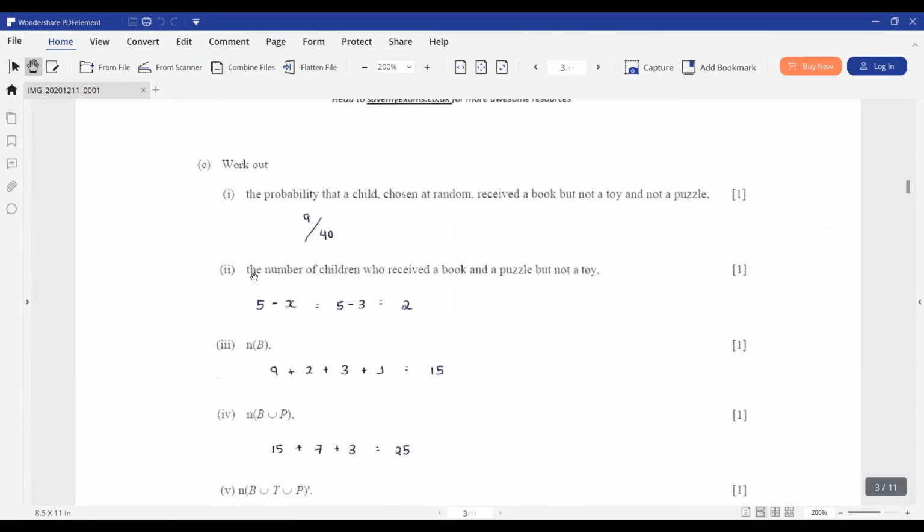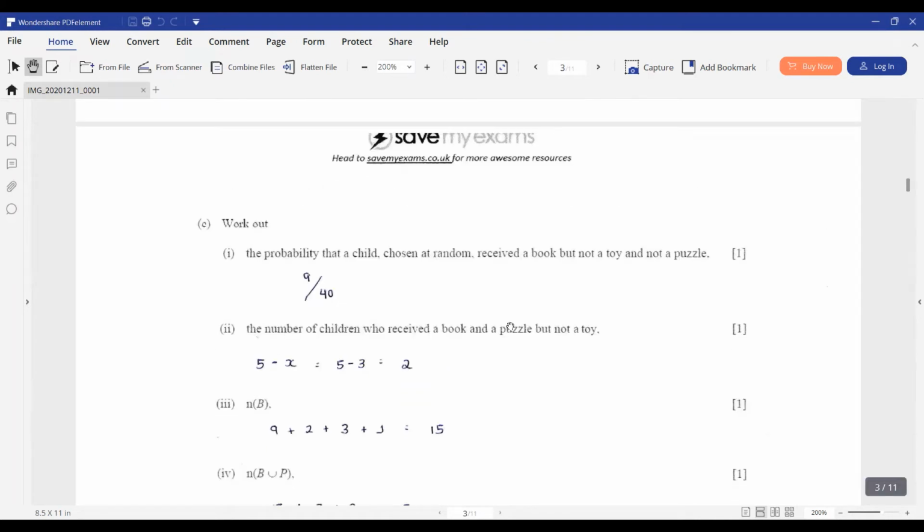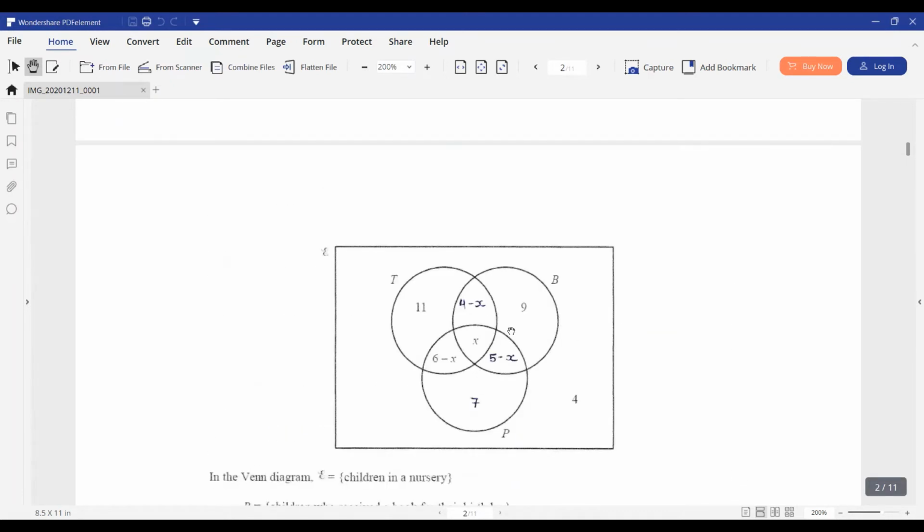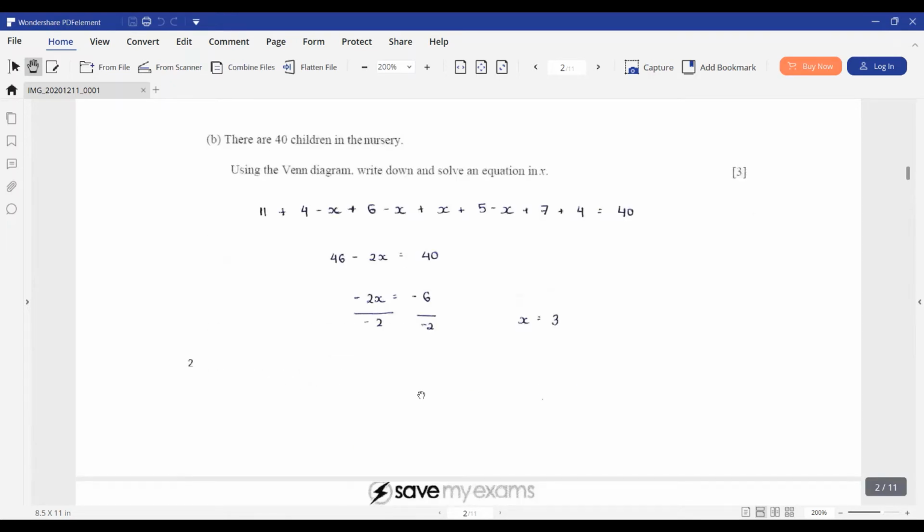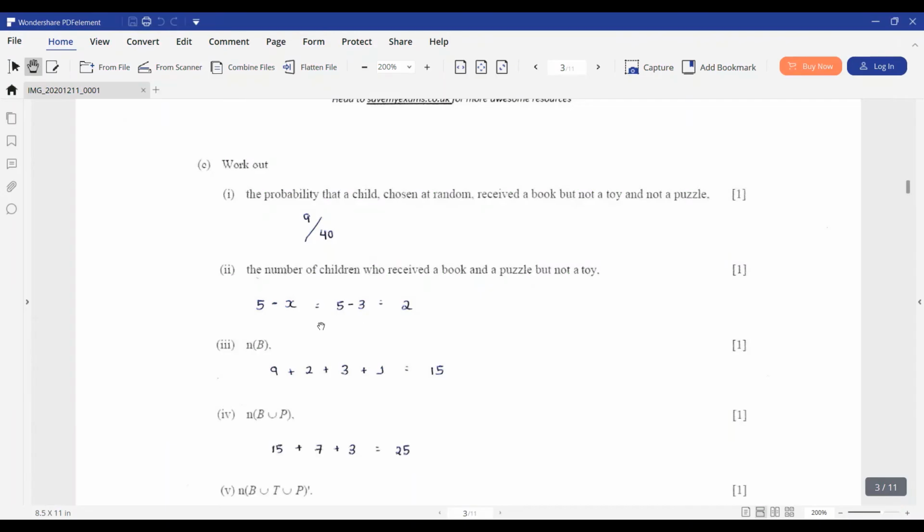Now, the number of children who received a book and a puzzle but not a toy. The children who received a book and a puzzle but not a toy are 5 minus x. Now the value for x we got was 3. So we're just going to do 5 minus 3, and so the number of children is 2.